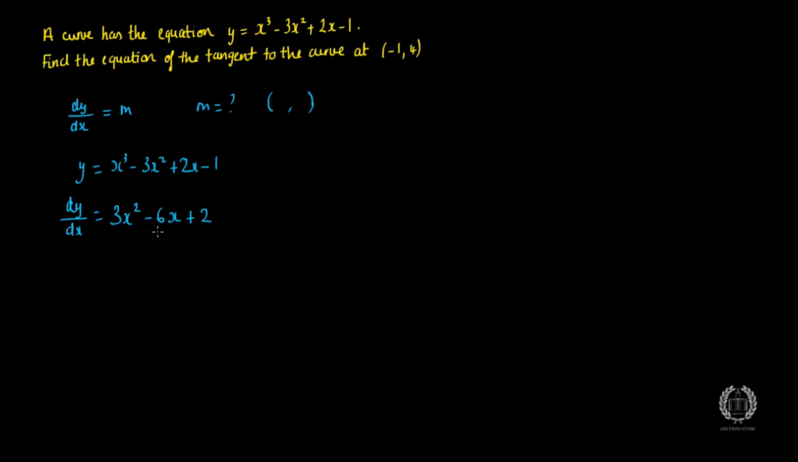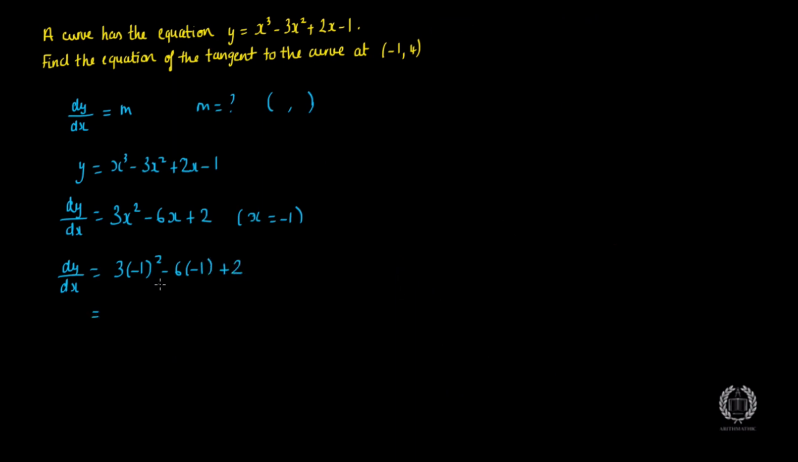But I want to find the value of my gradient. I know that my x value equals minus 1, so I can put this value inside here to find the value of the gradient, because it's at this point. So what that means is I can find my value of dy dx when x equals minus 1. So if I put minus 1 in here: 3 times minus 1 squared, minus 6 times minus 1, plus 2.